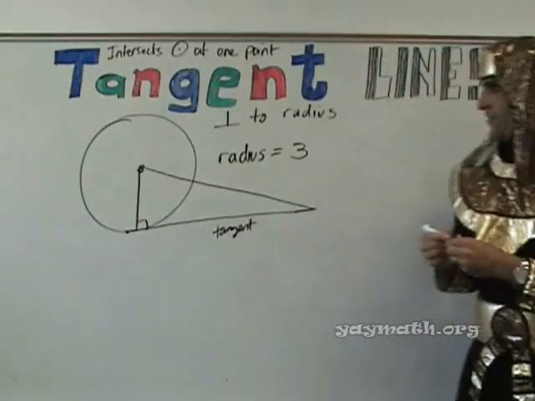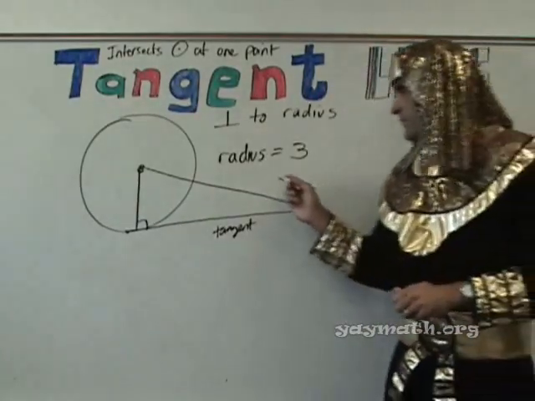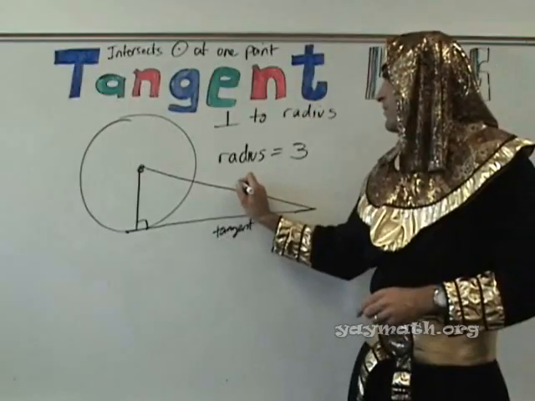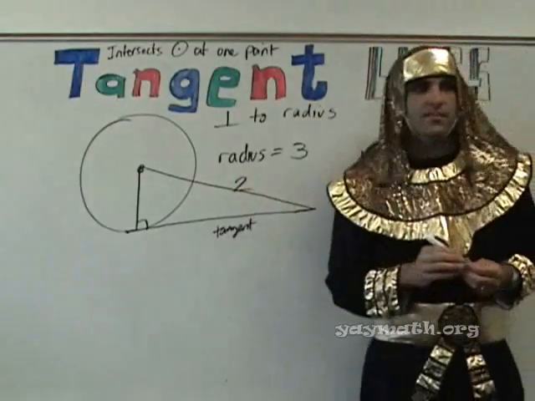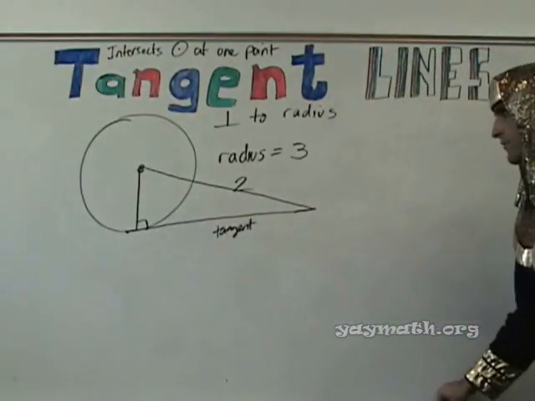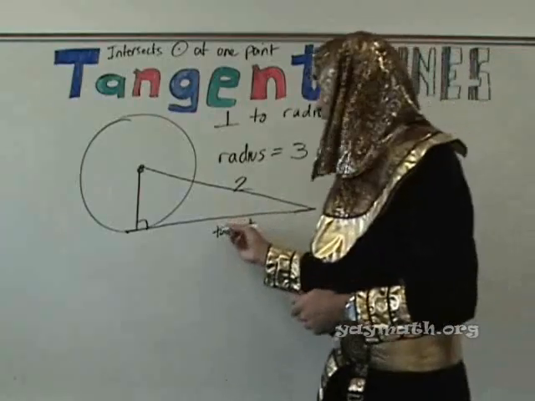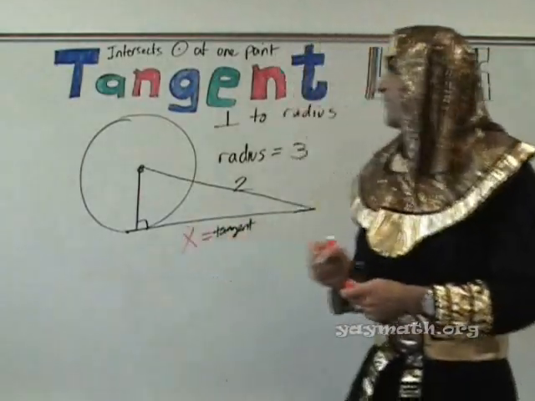Suppose the radius given is 3. Suppose this line is 2. Let's get the red. Let's solve for the length of the tangent line. Solve for x.